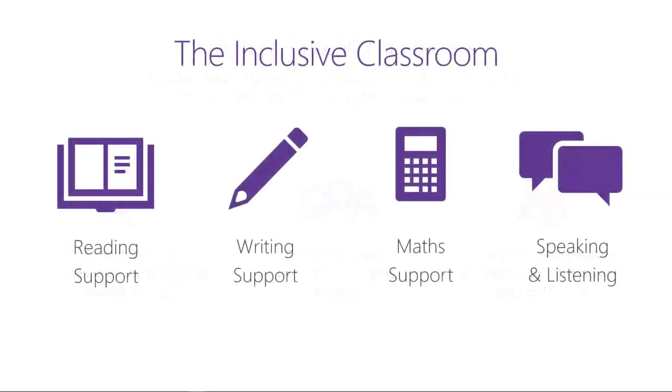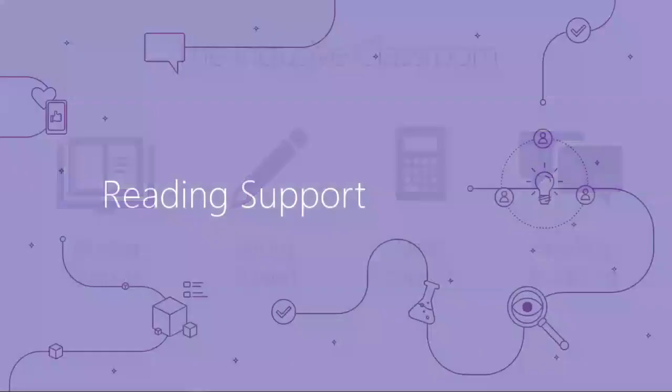Trust me. All right, so the inclusive classroom. Microsoft's inclusive classroom spans these four areas: reading support, writing support, math support, and speaking and listening. So there it is. It's really core curriculum that we're talking about. Today we're going to look at reading support. We're not going to have time for writing, maths, and speaking and listening. We'll definitely do those in our upcoming webinars. The inclusive classroom part 2 is going to be all about writing, and then in part 3 we'll look at maths and speaking and listening. But today it's all about reading support.